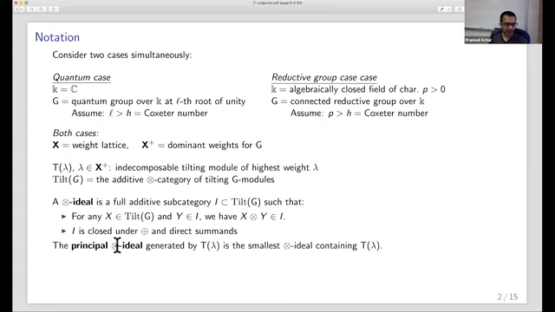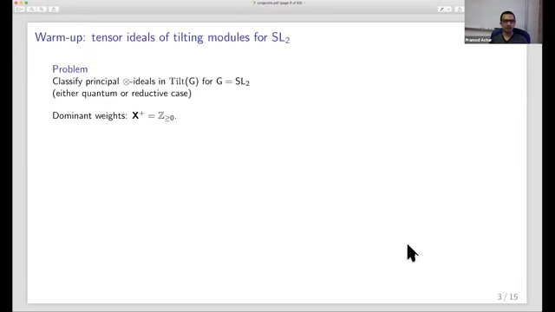Okay, and then of course, a principal tensor ideal is something generated by one object, and I want that object normally to be indecomposable. So a motivating problem for the entire talk is to classify the principal tensor ideals. Just to warm up, I'll tell you the solution in SL2, in both the quantum and the reductive cases. So this is a nice concrete example.